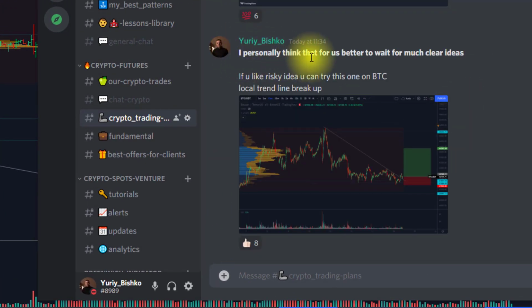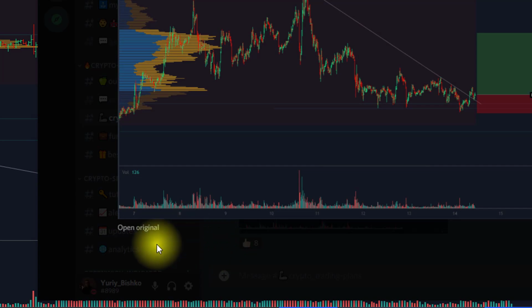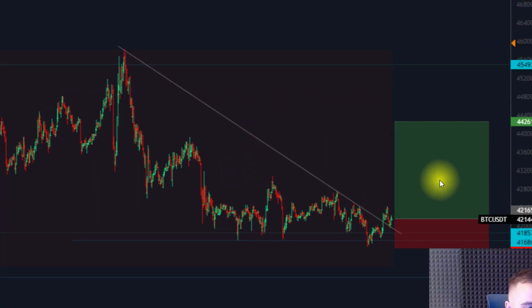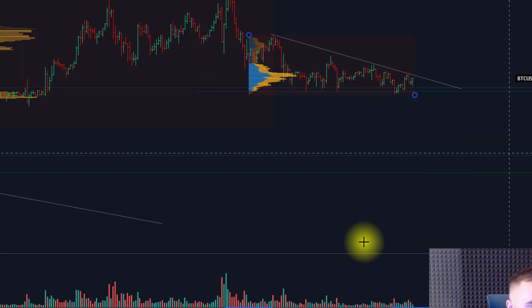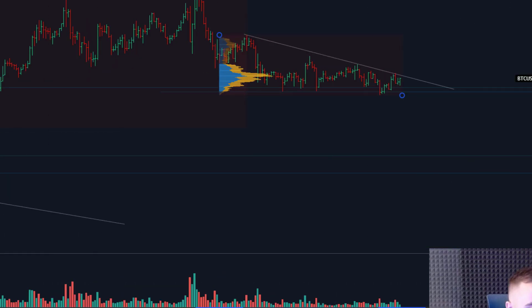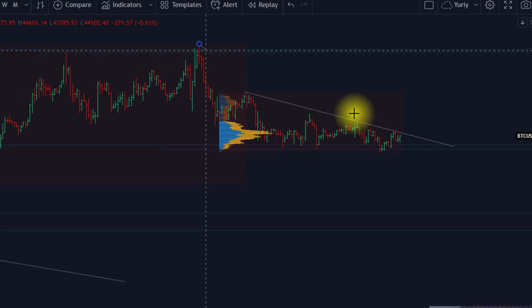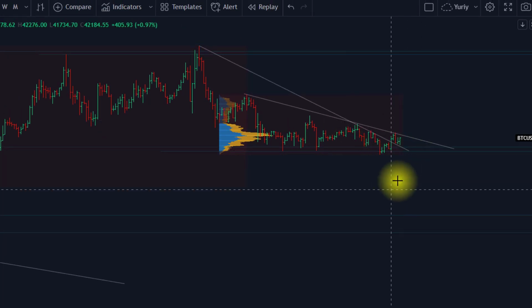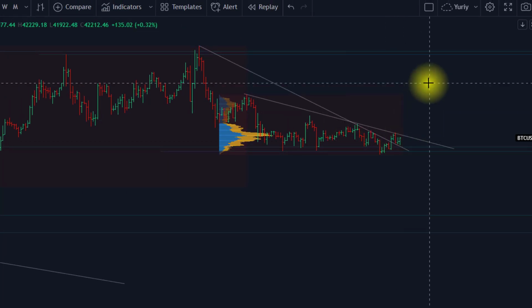I personally think it's better for us to wait for much clearer ideas. If you like a risky idea, you can try this one on BTC, a local trend line breakup. I shared with the community this local trend line breakup, the trend line built from this high. Potentially, it's possible that there could be a really successful breakup.